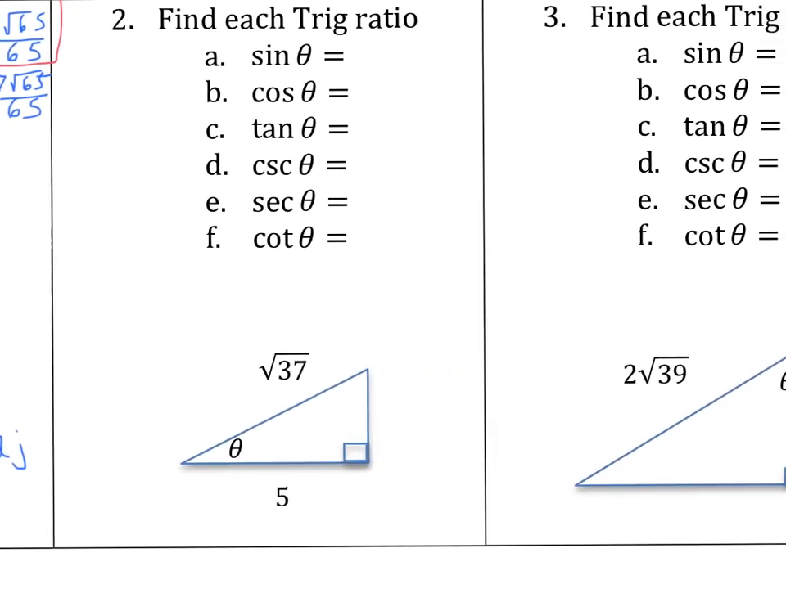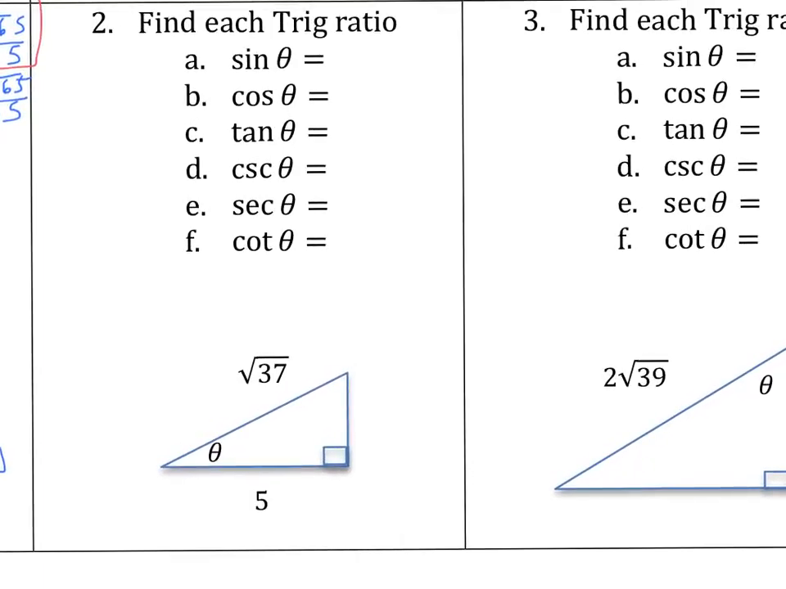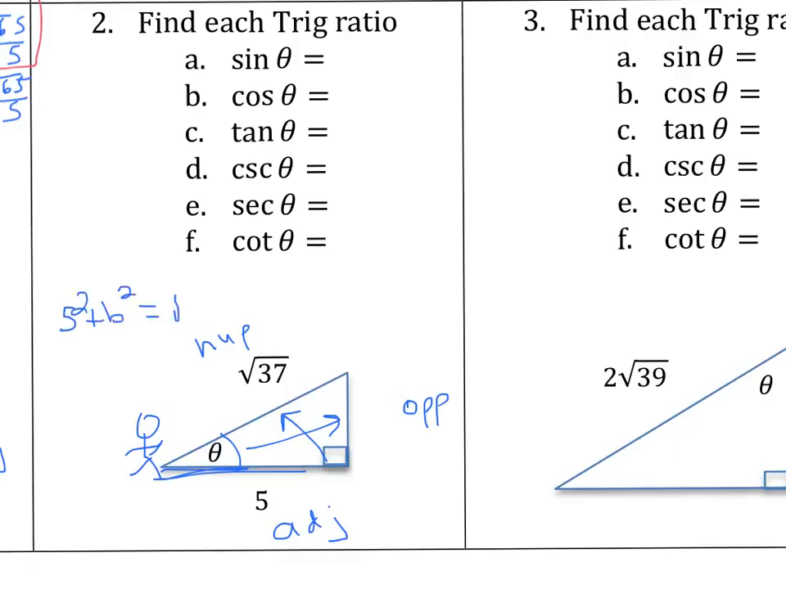Okay, let's look at number 2. We have theta here, so I'm standing right here. And opposite me is this side, and then adjacent to my foot is my 5, and then across from the right angle is my hypotenuse. So again, we're missing a side. This time it's not the hypotenuse, it's actually the opposite. So I have 5 squared plus b squared equals square root of 37 squared.